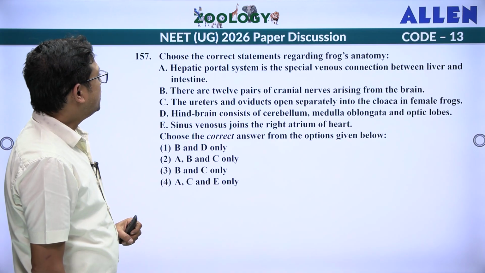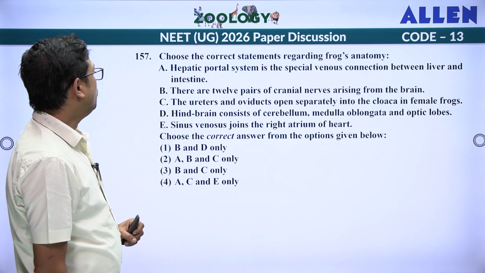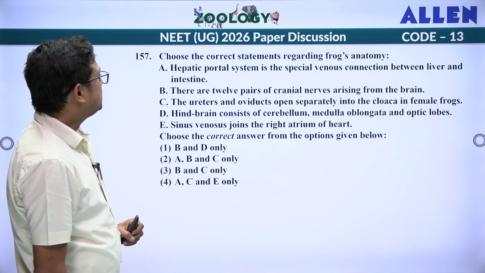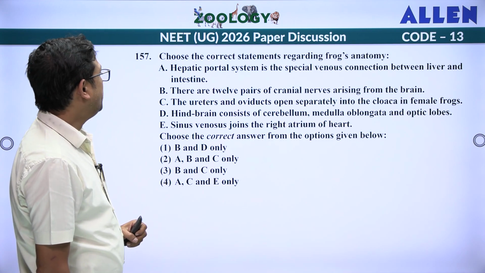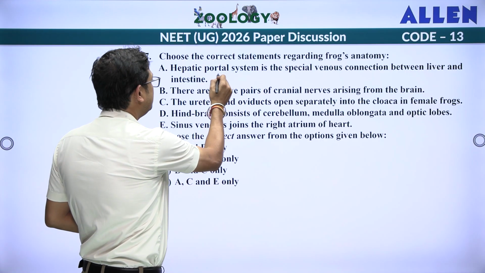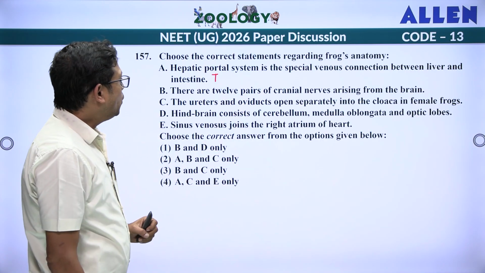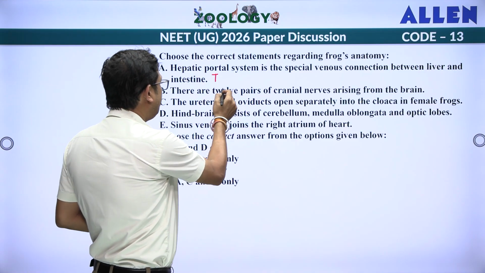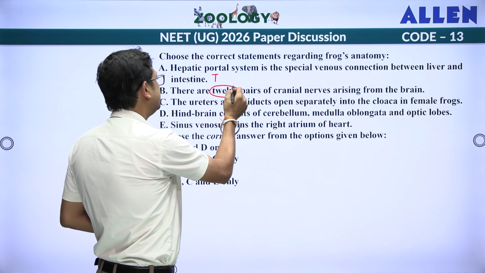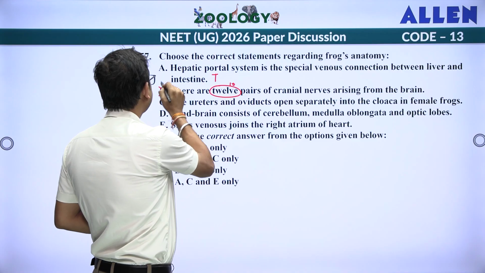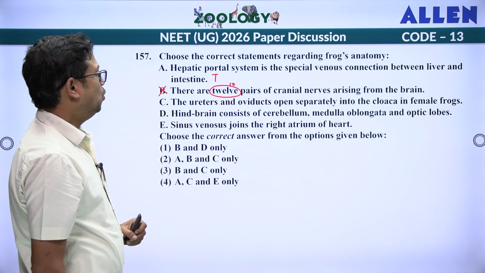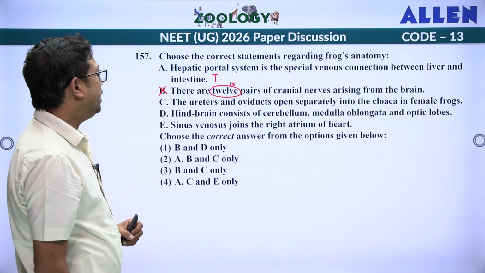Next, choose the correct statement regarding frog anatomy. Okay, we have to choose the correct one. Hepatic portal system is a special venous connection between liver and intestine. Okay, true. There are 12 pairs of cranial nerves. They don't have 12 pairs because they are amphibians. They have 10 pairs. So it is wrong. The ureters and oviduct open separately in cloaca in female frog. True.